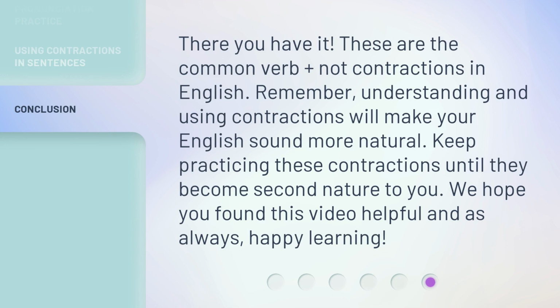There you have it. These are the common verb plus not contractions in English. Remember, understanding and using contractions will make your English sound more natural. Keep practicing these contractions until they become second nature to you.